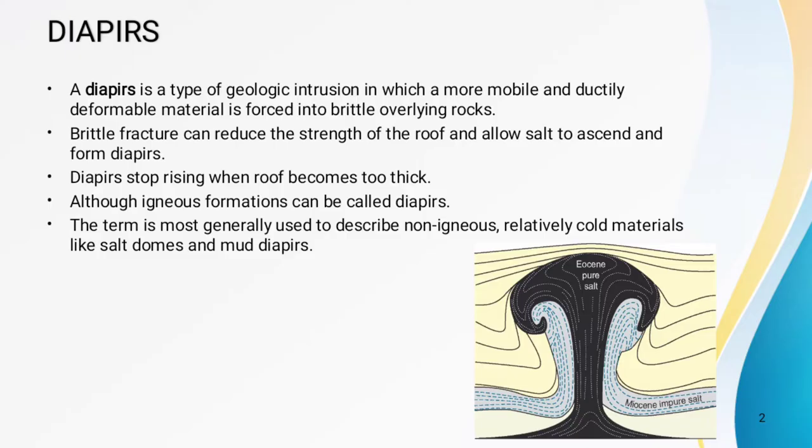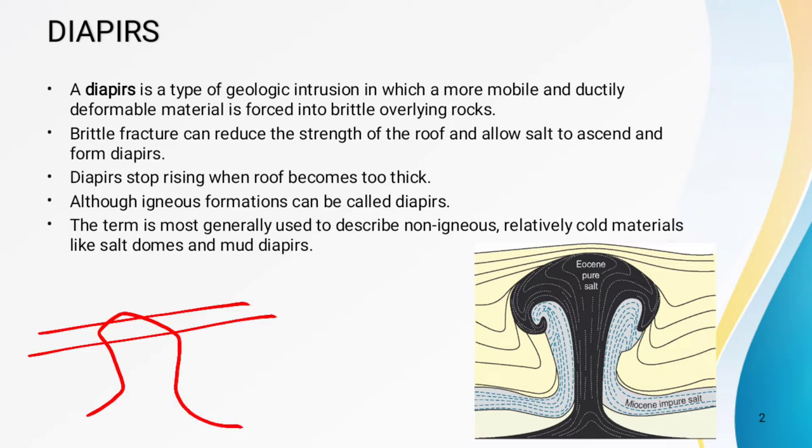So what is a diaper? A diaper is a type of geological intrusion in which a more mobile and ductile deformable material is forced into a brittle overlying rock. One bed is here, it intrudes, and the intrusion is mobile, meaning it can move. And ductile means it doesn't break. So diapers are geological intrusions which are mobile and ductile deformable material forced into brittle overlying rocks. Overlying means above.